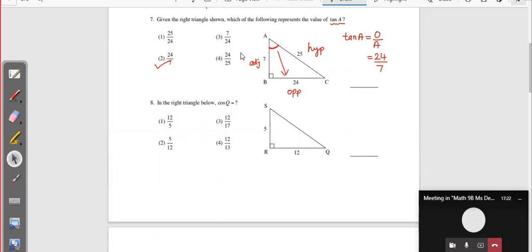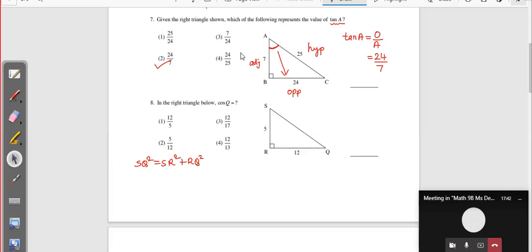Question number 8. We don't have value for hypotenuse. Hypotenuse value is not given to us. So to find that answer, I have to use Pythagoras theorem. So let us find out first Pythagoras theorem. SQ square equals SR square plus RQ square. This is the Pythagoras theorem.